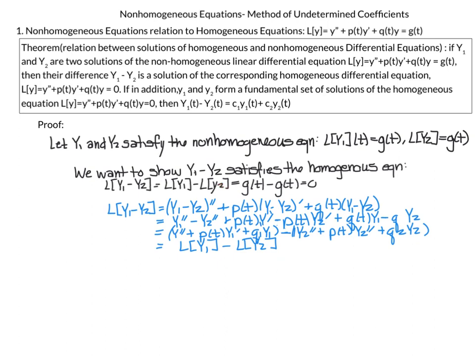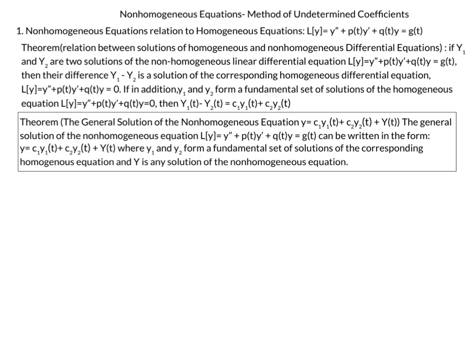Then my last step is to say my L of y1, well that, because it satisfies the non-homogeneous equation, is g of t, and then I subtract L of y2, which also satisfies the non-homogeneous equation, so that's equal to g of t. So we have g of t minus g of t, which is equal to 0, and therefore y1 minus y2 satisfies the homogeneous equation.